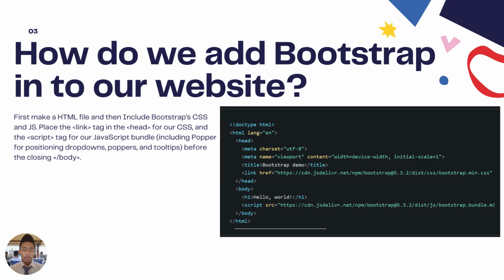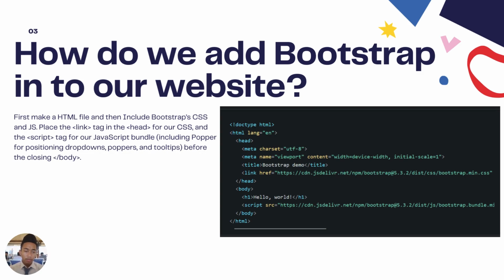First, you absolutely have to make an HTML file and then include the Bootstrap CSS and JavaScript. Place the link for our CSS inside the head tag, and the script for our JavaScript bundle, including Popper for positioning dropdowns, popovers, and tooltips, before the closing body tag. Just like the image that we have at the right of the screen over here.